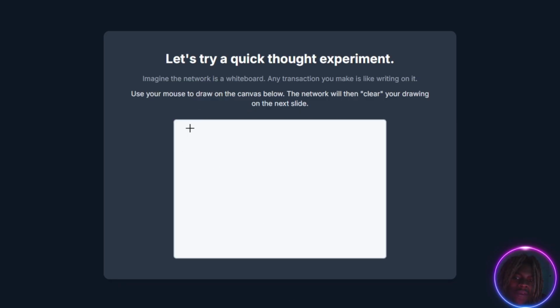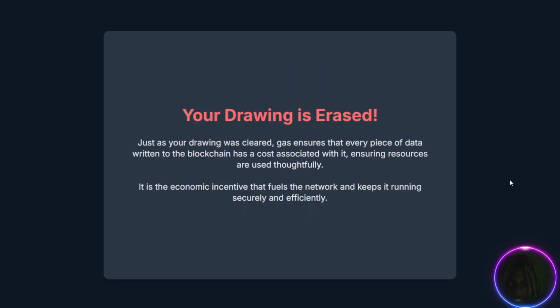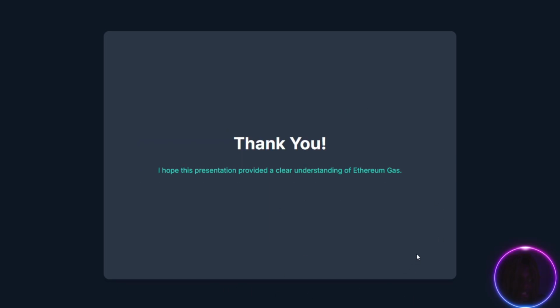Yeah. So imagine the network as a whiteboard, and any transaction you make is like writing on it. I'm going to use my mouse here, and boom, the drawing is erased. So just as my drawing was cleared here, the gas ensures that every piece of data written to the blockchain has a cost associated with it, ensuring resources are used thoughtfully. It is the economic incentive that fuels the network and keeps it running securely and effectively. Okay, so I pray that was useful, guys.